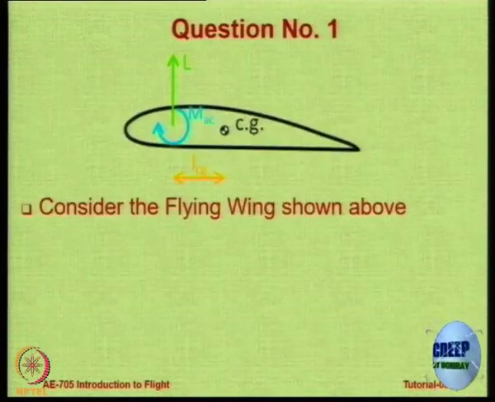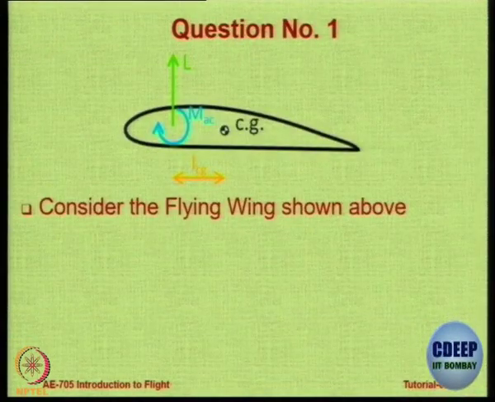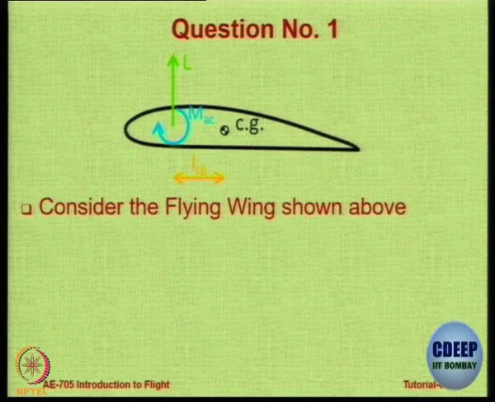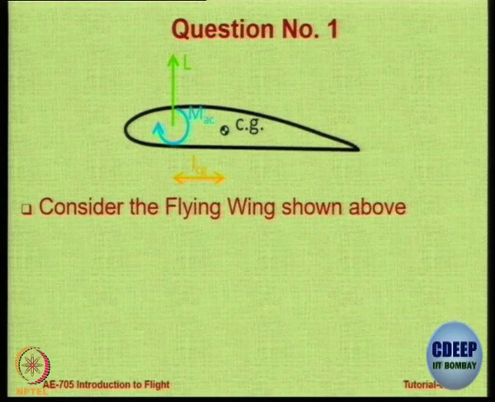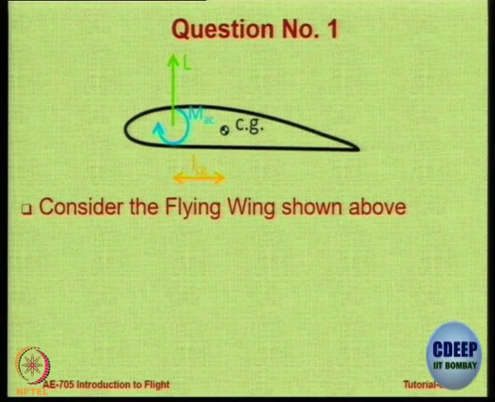Okay, so let's come to tutorial now. So this is the first question. There will be three questions before we proceed to the quiz. So here is a flying wing, therefore there is no tail. It has a center of gravity.